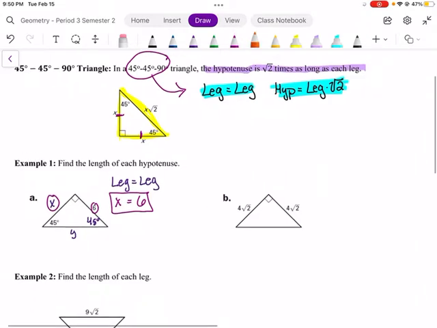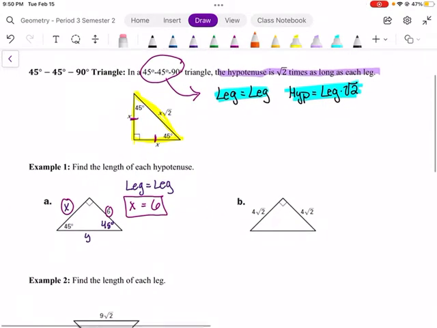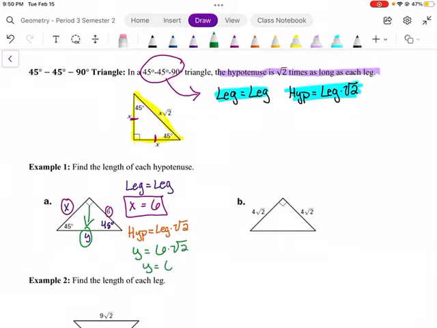Now we need to figure out what the hypotenuse is. So for this one, we know the hypotenuse is equal to a leg times the square root of 2. And we're going to replace those with what they're equal to. So we know the hypotenuse, opposite of the 90 degree angle, is y. We know the legs are both equal to 6 times the square root of 2. So y is going to equal 6 square roots of 2, which is our final answer.